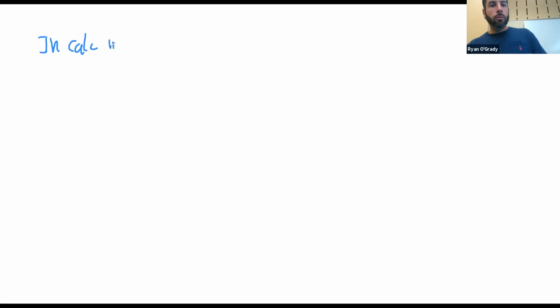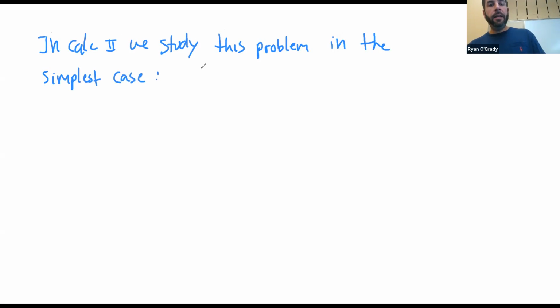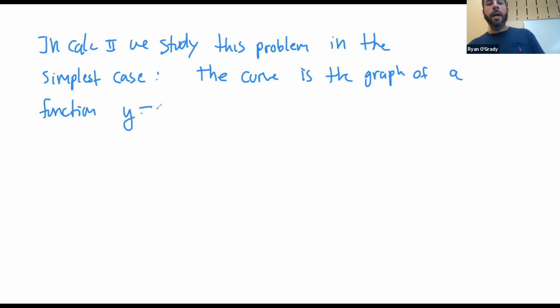So in Calc 2, we study this problem in the simplest case. And that is the curve is the graph of a function, y equals f of x. So y is dependent on x in some way. Now, why do I make note of this? Why am I telling you this is the way we're studying it?